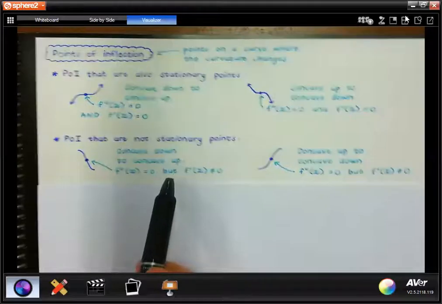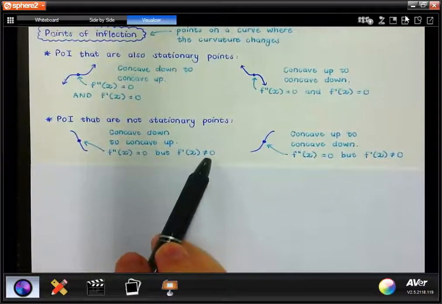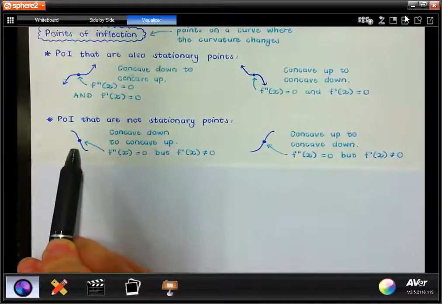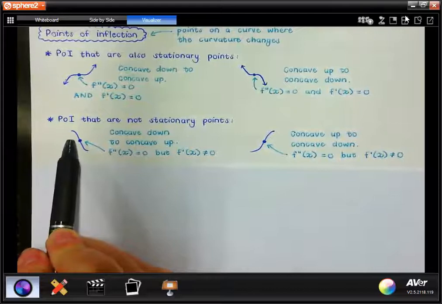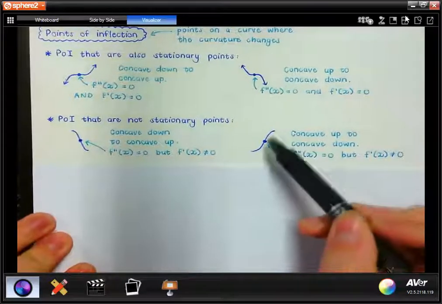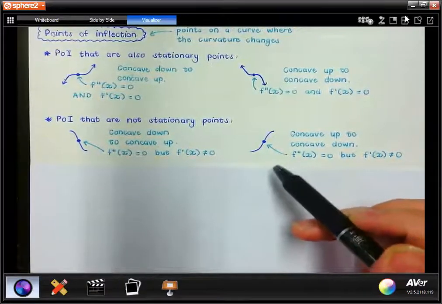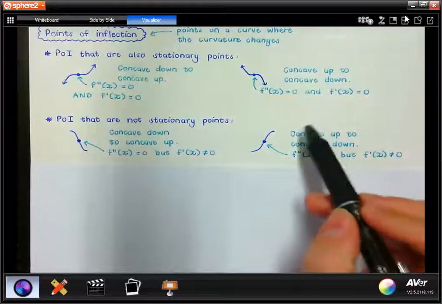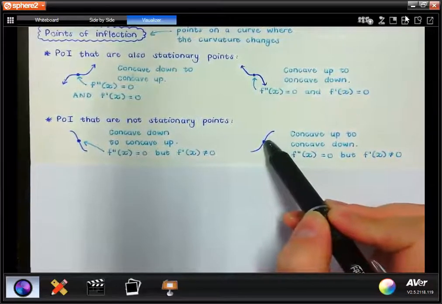So here, the second derivative would be equal to 0, but the first derivative is actually not equal to 0, because is it a turning point? Hey, is this a turning point? Is it changing from increasing to decreasing? Not. Same here. Here we have a concave up part. Remember, concave up is like a cup. Do you guys remember that from last term? And then the concave down part. And at that point is where the curvature changes.